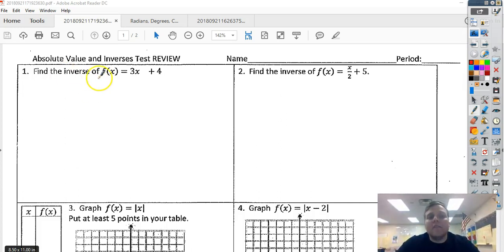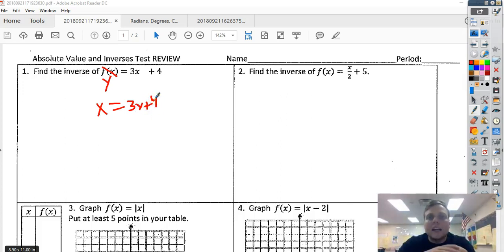Number 1, find the inverse of f of x is equal to 3x plus 4. Trick, remember that f of x is really just y. And then how do we start off all inverse problems? Switching x and y. So x is equal to 3y plus 4. Okay, so now we need to solve for y.